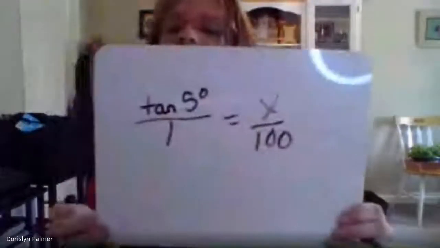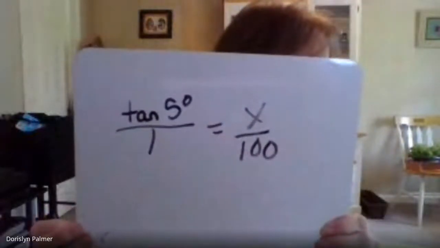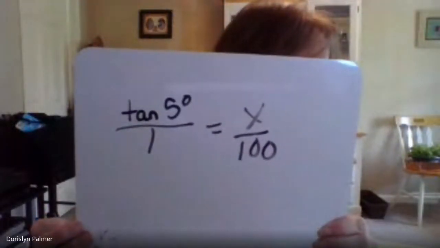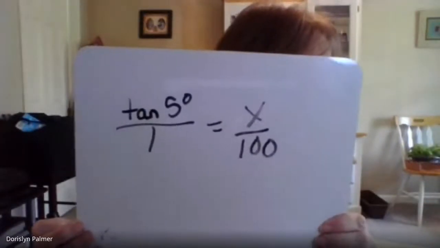All that they're doing for that is they set it up and then they said, it looks like this. Tangent of 5 degrees, there's really like a 1 over that, equals x over 100. So they're just going to do cross products then. And they're going to say 100 times tangent of 5 degrees equals x.